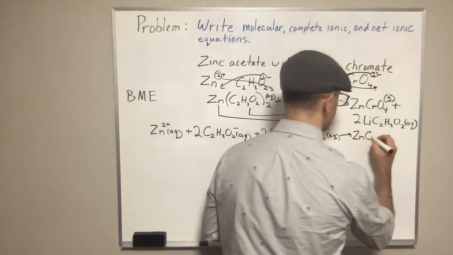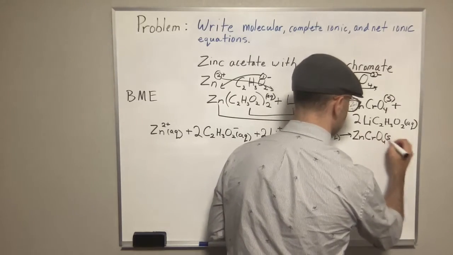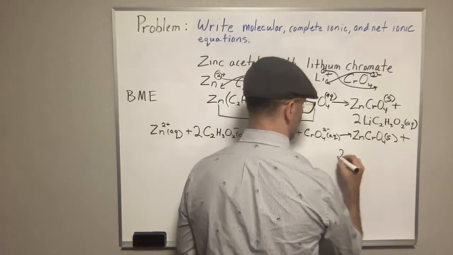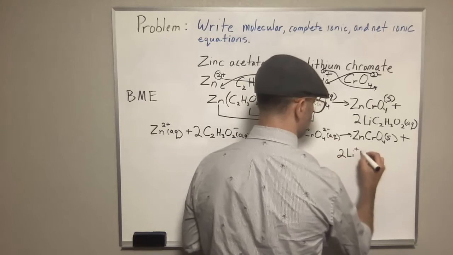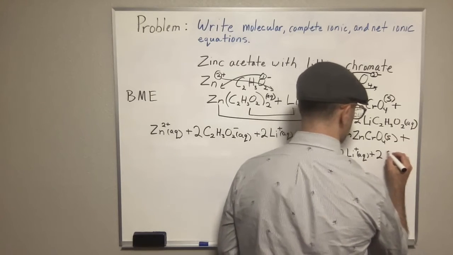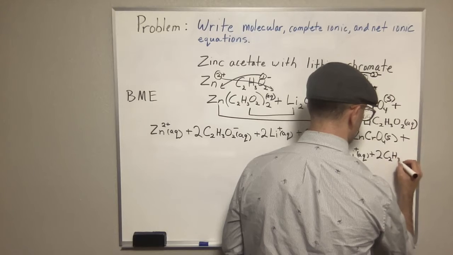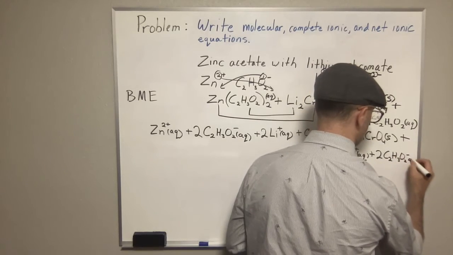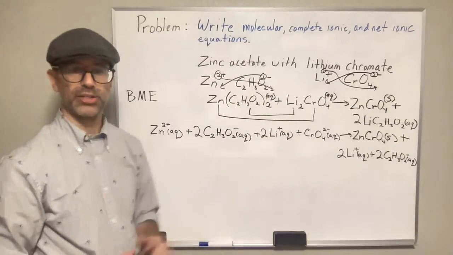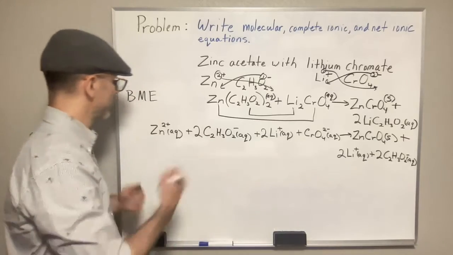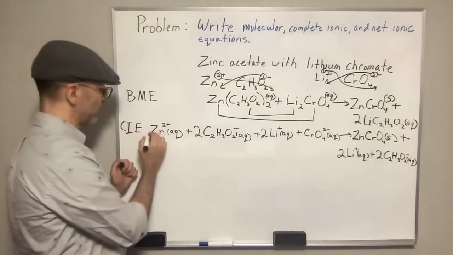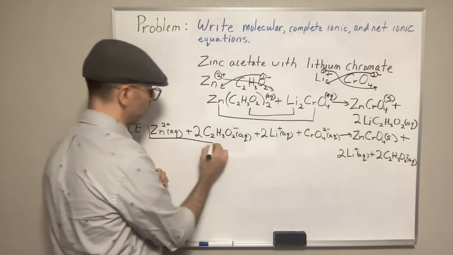So zinc CrO4 solid stays here. Plus, and then I have this here. So I'm going to separate those. So I have 2 lithium plus ions aqueous plus 2 acetate ions, C2H3O2 minus aqueous. And so here I have my complete ionic equation.